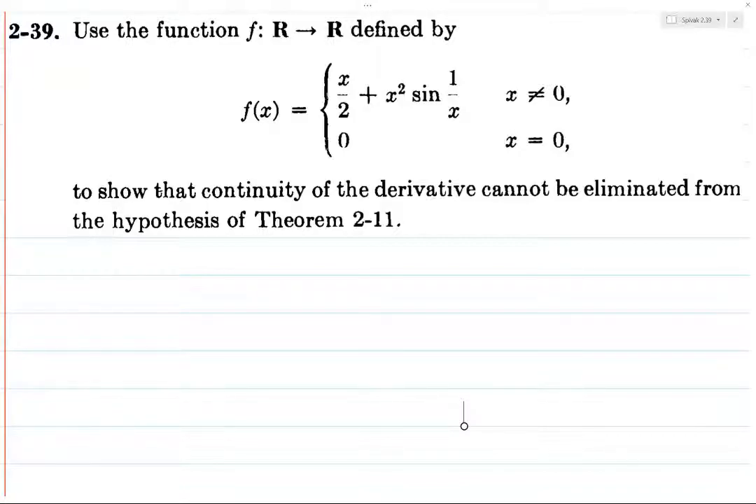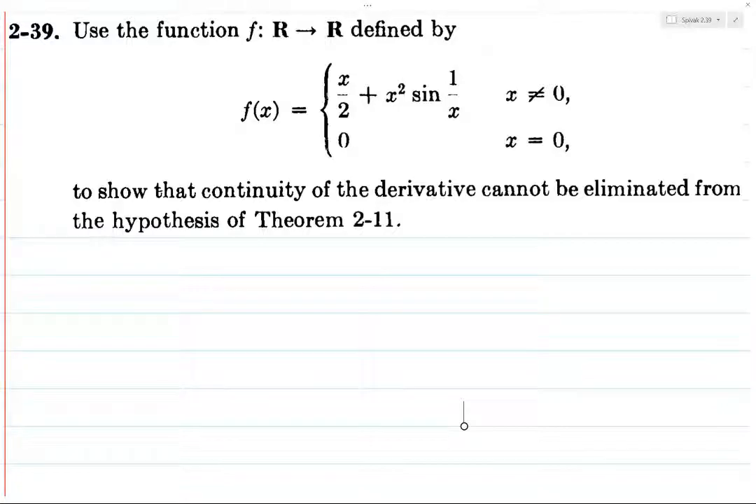If you have your function in theorem 2-11, it needs to be continuously differentiable at a particular point. So if we look at this function, the point where things are defined differently is 0. So it should make sense that the point we're going to be looking at is 0. And so the first thing we need to do is prove that f is in fact not continuously differentiable at 0, but that it is differentiable, just not continuously differentiable.